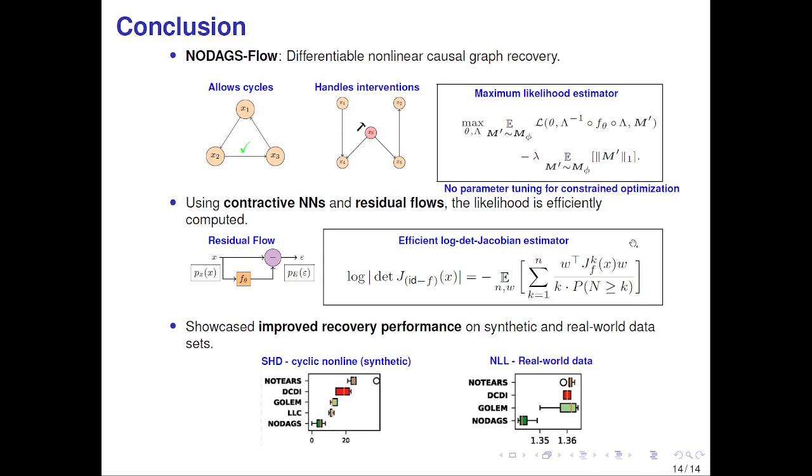In conclusion, we presented NODAGS-Flow, a differentiable nonlinear causal graph recovery framework, which allows for cycles and is capable of handling interventional data. It is based on maximum likelihood estimation while not requiring any parameter tuning for constraint optimization. We employed contractive neural networks and residual flows for efficiently computing the data likelihood. And then through synthetic and real-world experiments, we showcased improved recovery performance.